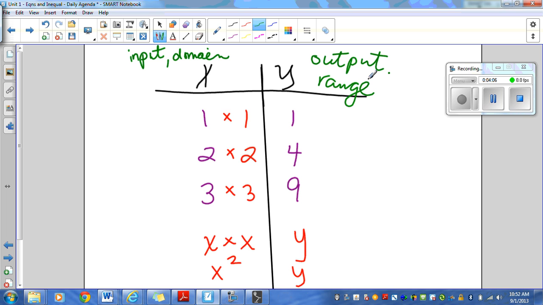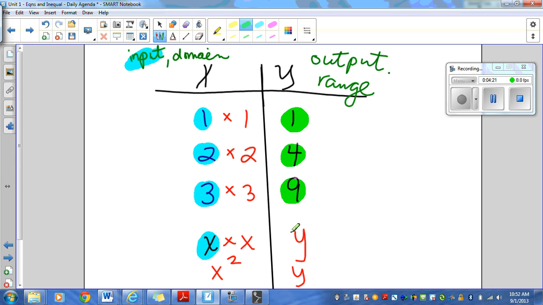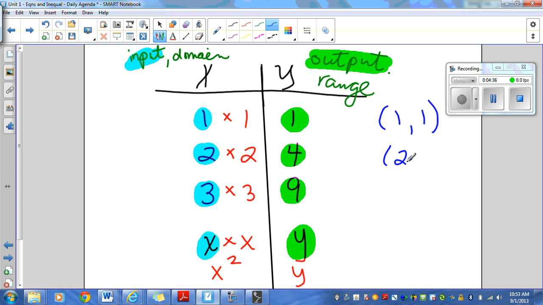So our inputs are 1, we include a 1, we include a 2, we include 3, 4, 5, and 6, and we included an x in general. Our outputs were 1, 4, 9, and then we got our y values. And those are our outputs. The other thing I wanted to write was that these can be written as ordered pairs. You plug in a 1, you get out a 1. You plug in a 2, you get out a 4. You plug in a 3, you got out a 9. You can think of these as ordered pairs also.